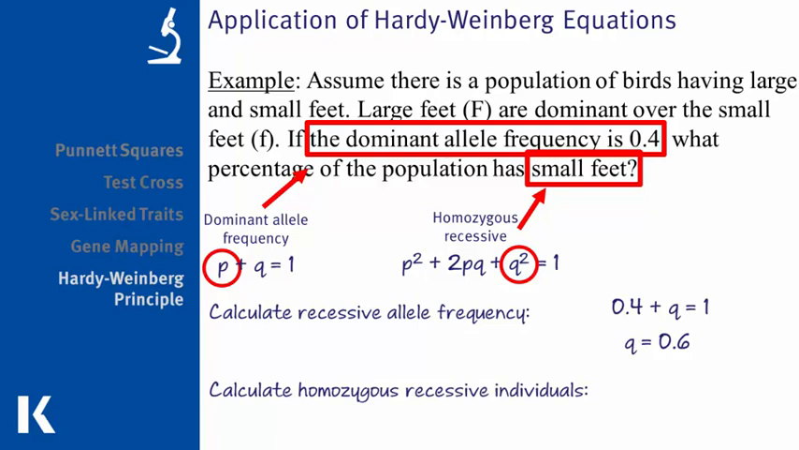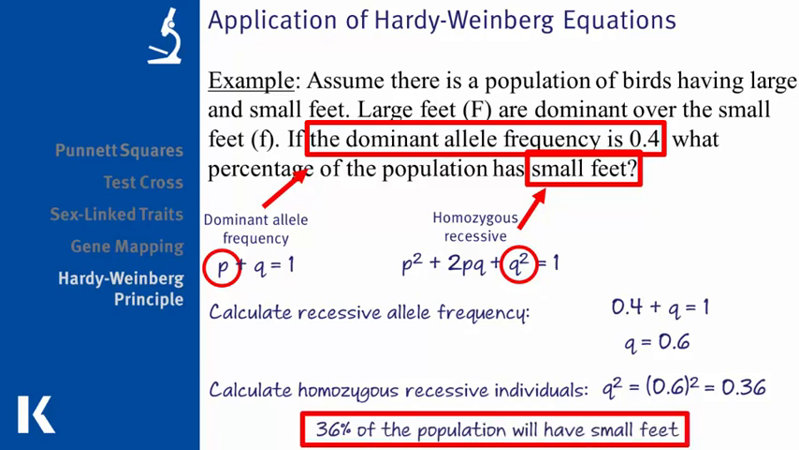Finally, we can calculate the percentage of the population that are homozygous recessive. We take the value just calculated and use it in a portion of the second equation. Remember that Q squared represents the frequency of recessive phenotypes, and so we do not need to use the other terms in the equation. Completing this calculation, we see that Q squared is 0.36, which means that 36% of the population of birds will exhibit the recessive trait of small feet. Great job with that question.